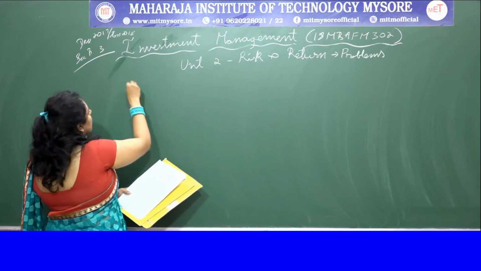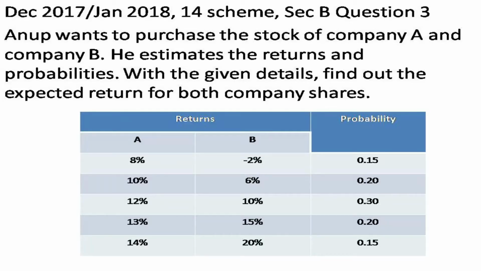So we need returns and probability. So I'll read out the question for you all. Anup wants to purchase the stock of A company and B company. He estimates the return and probabilities. With the given details, find out the expected return of both the company shares. So you have to find out the expected returns. They have not asked risk, they have asked only expected returns.